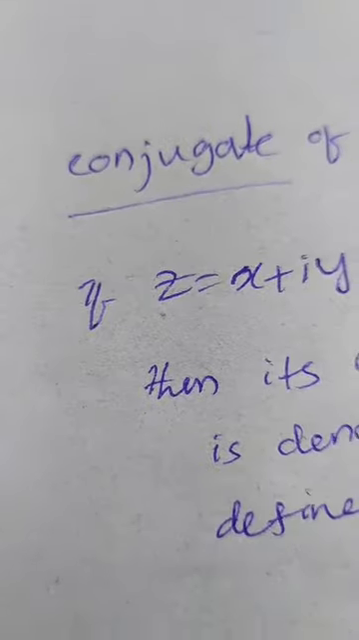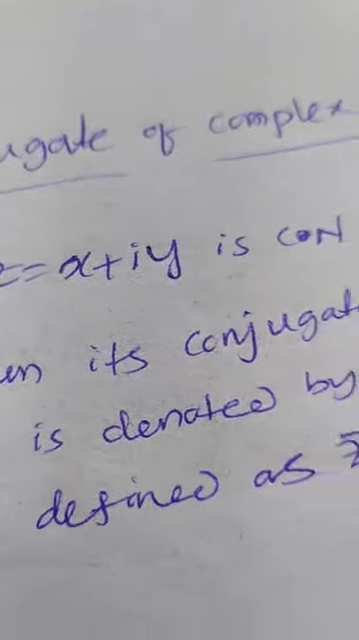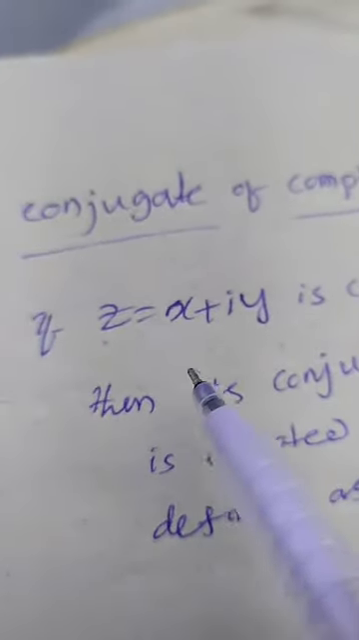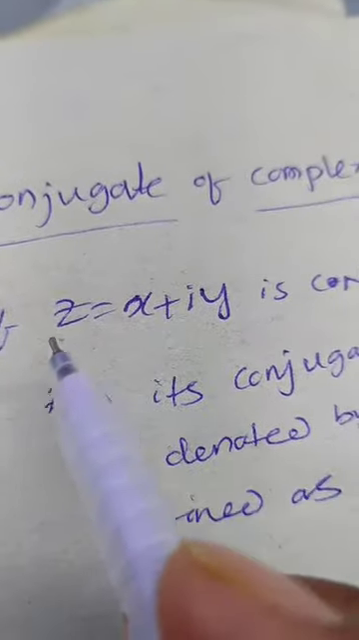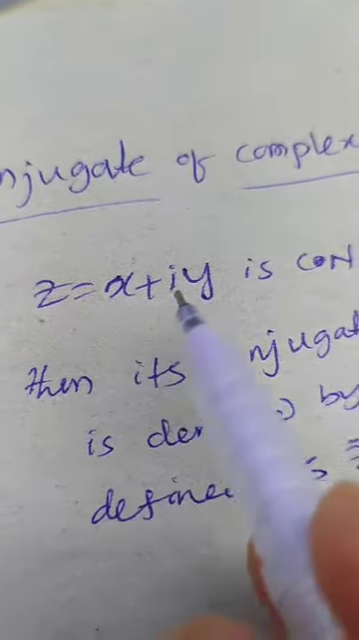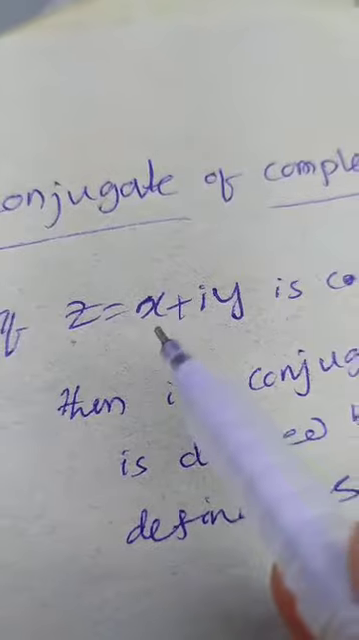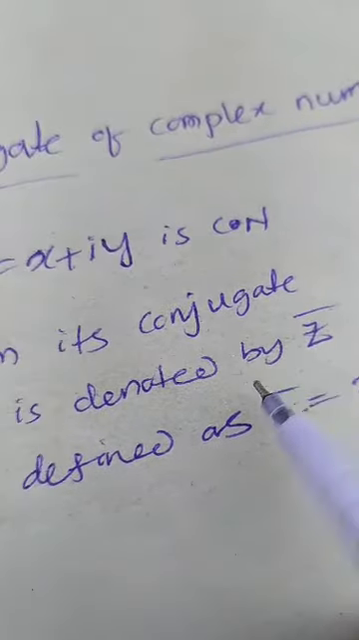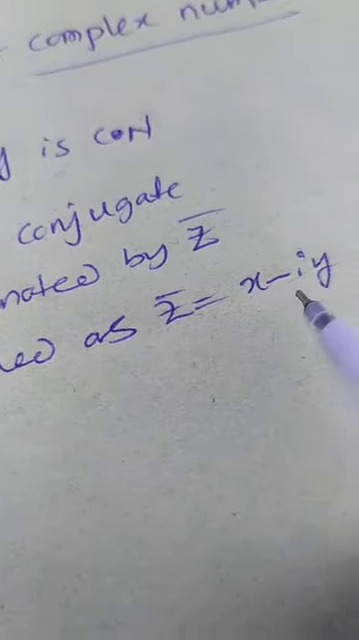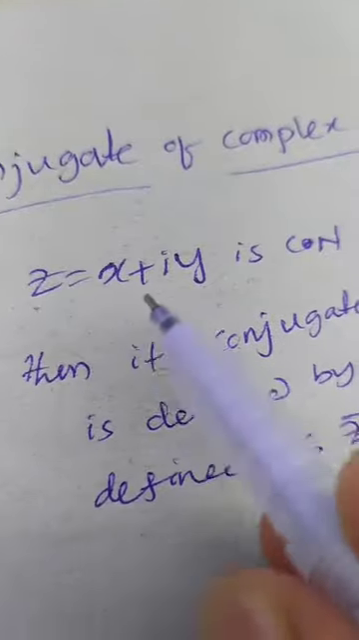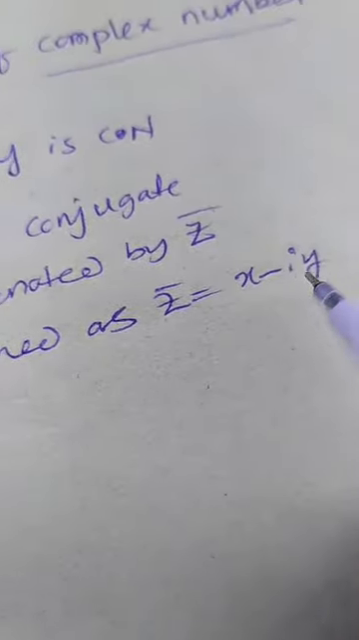Good morning, students. Today we are going to discuss the conjugate of a complex number. What is the conjugate of a complex number? Suppose I take z equal to x plus iy as a complex number, then its conjugate is denoted by z bar and defined as z bar equal to x minus iy. So observe here, x plus iy, x minus iy.